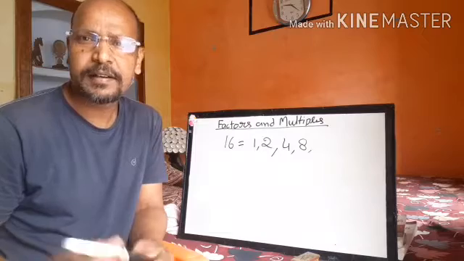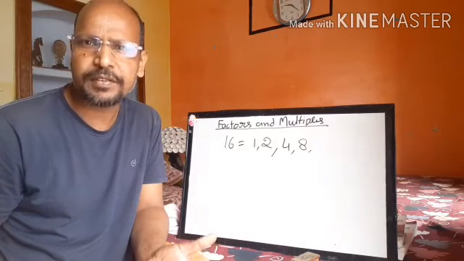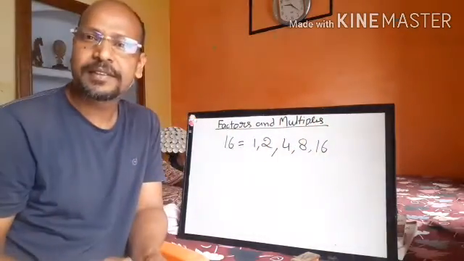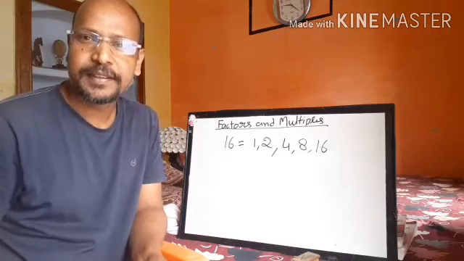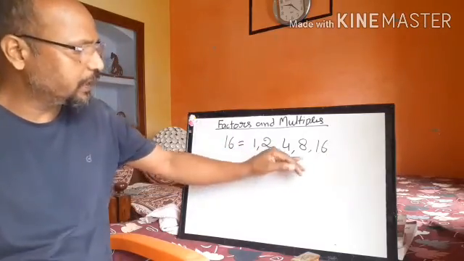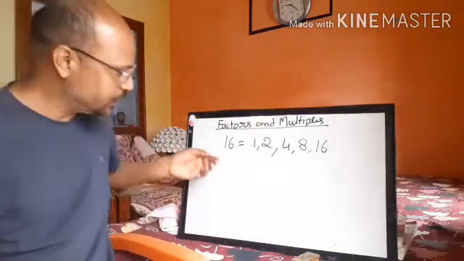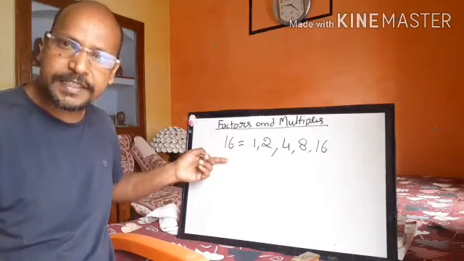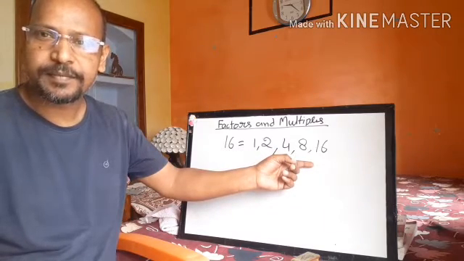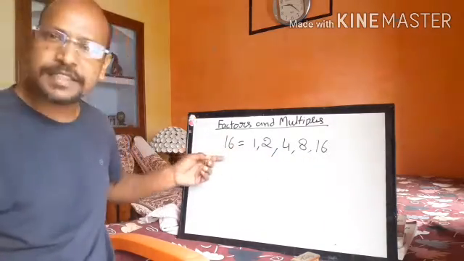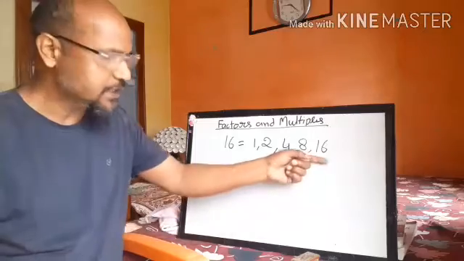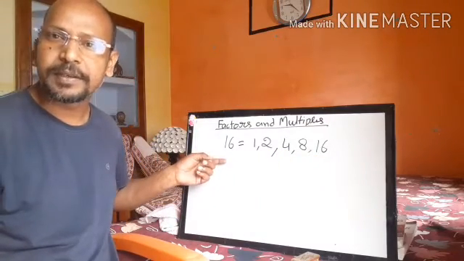And 9, 10, 11, 12, 13, 14, 15 and 16. 16 is divisible by itself also. So you can see, guys, this 16 is divisible by 1, 2, 4, 8, 16. So 16 is the multiple of 1, 2, 4, 8 and 16 itself. And the factors of 16 are 1, 2, 4, 8 and 16 itself. So these are the factors and this is your multiple.